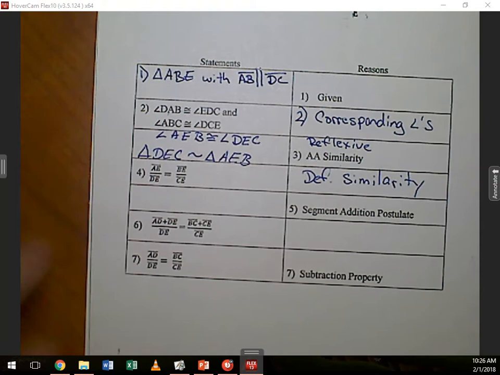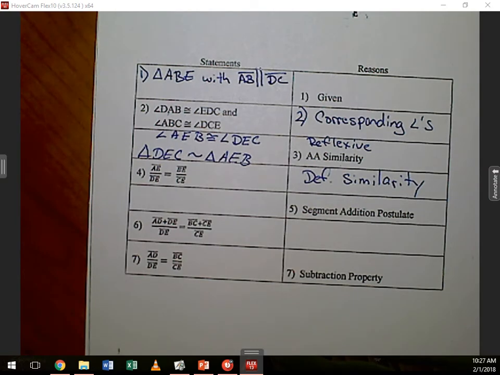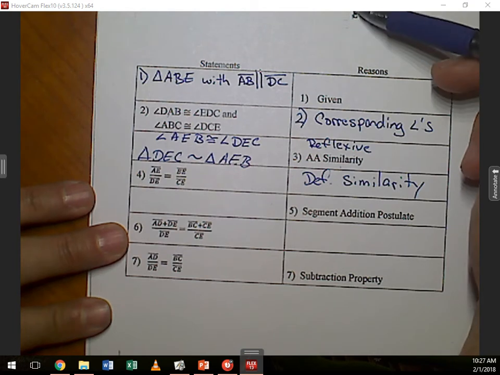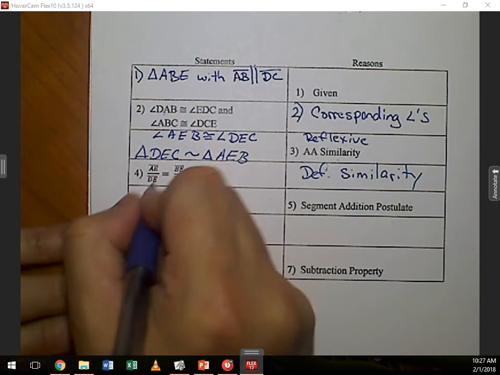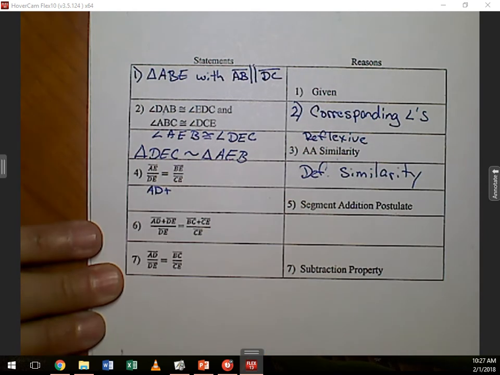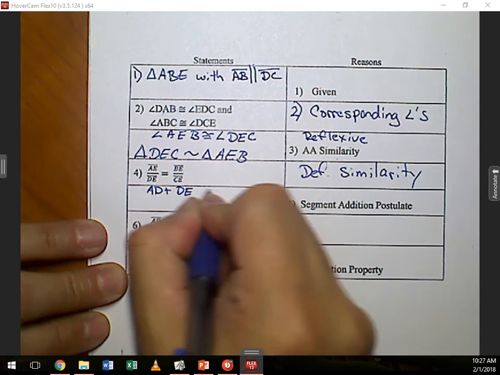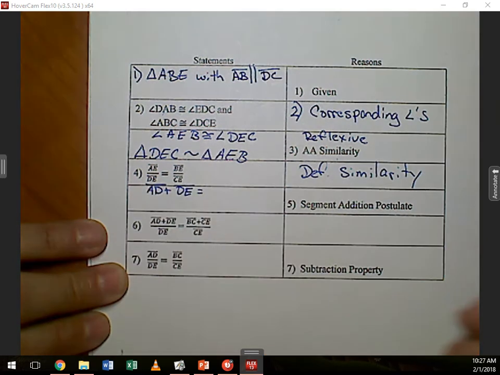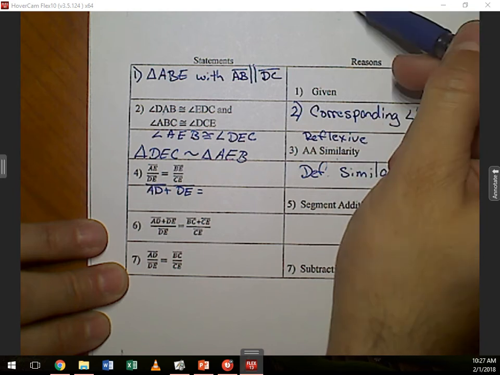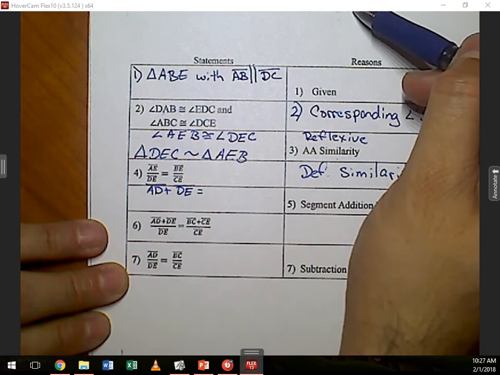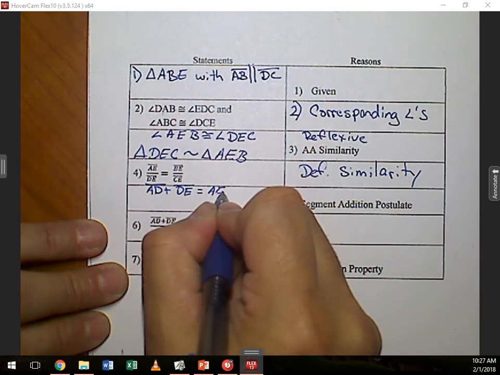Okay, so let's take a look. So segment addition postulate is my reason. So I'm going to look at my thing, and so what am I going to use for segment addition postulate here? So this side, it would be what? AD, right? Plus DE equals AE, right? A to E. So it's AD plus DE equals AE.